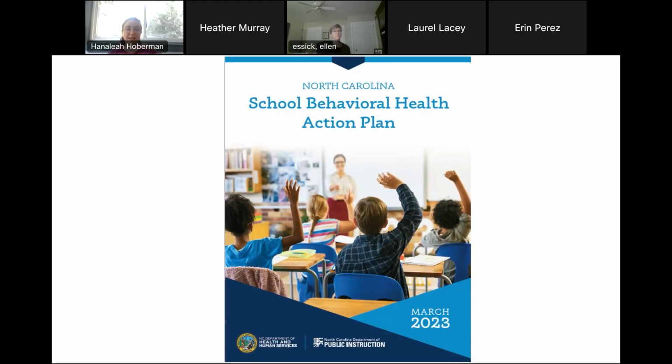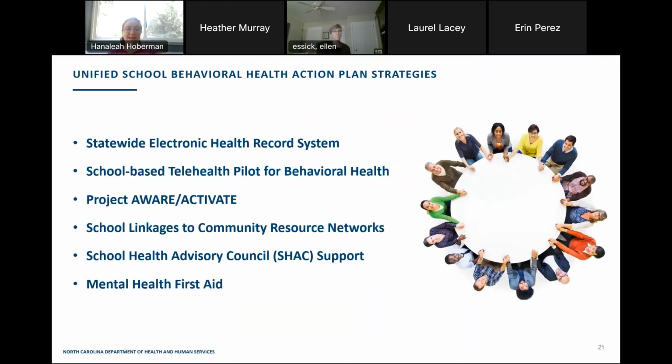This action plan really lays out a set of 6 key strategies that DHHS and DPI agree are key strategies that are needed to strengthen the behavioral health of our state. This is by no means a comprehensive list. It is not a strategic plan. I will emphasize that it is an action plan.